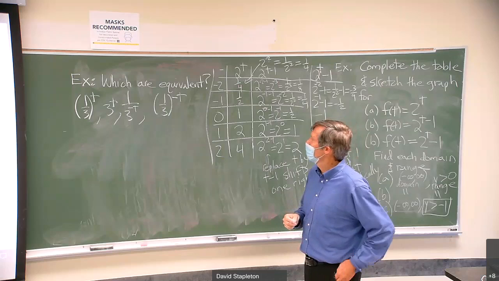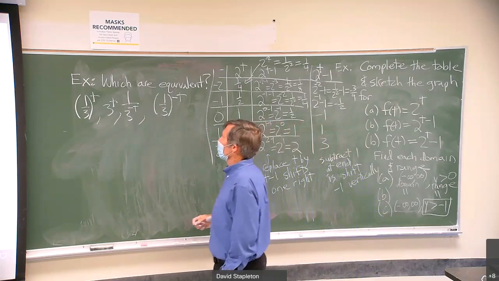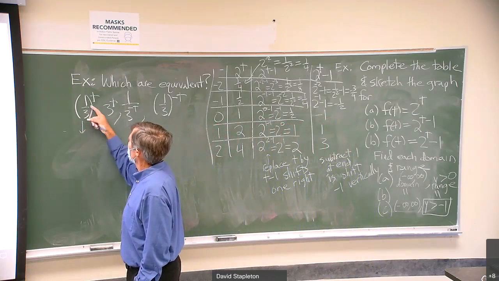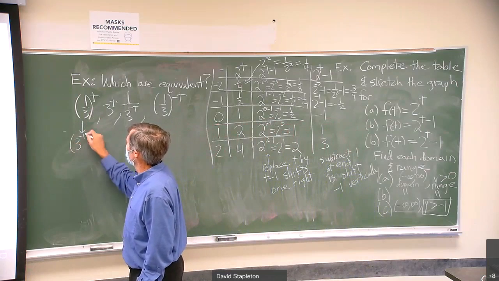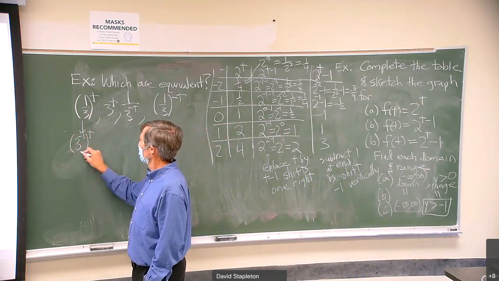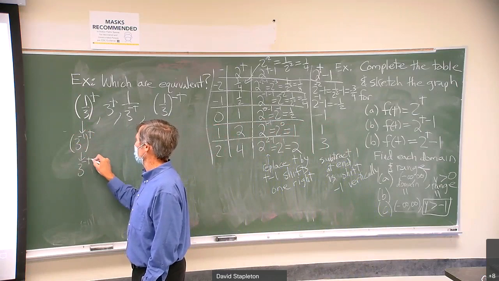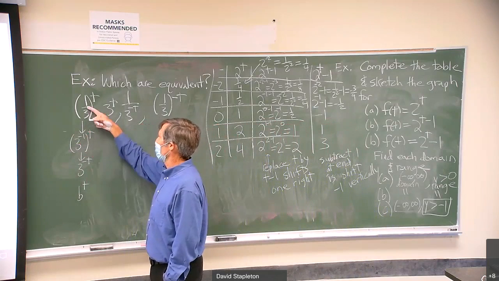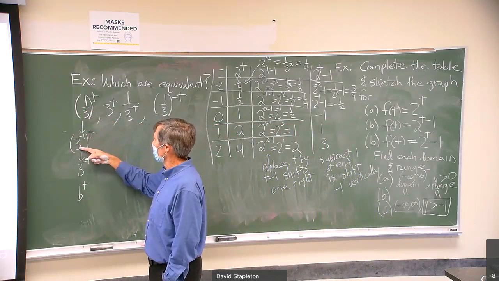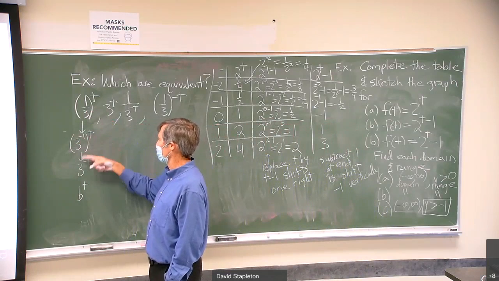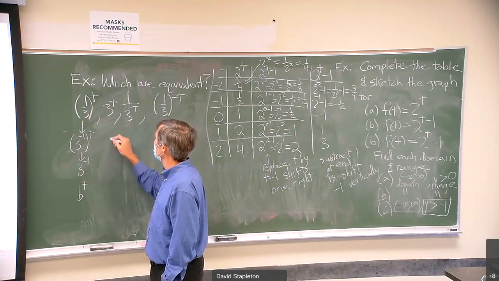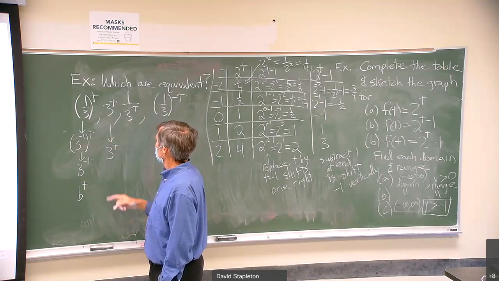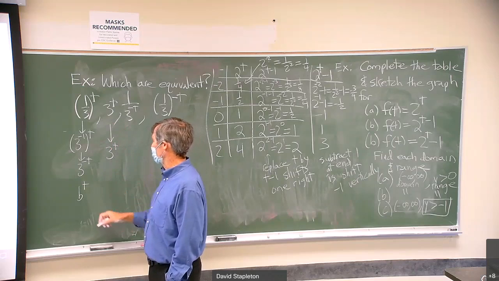What you can do is write them all in the same format. This one, you can say, is 3 to the -1, whole thing to the t, which is 3 to the minus t. So I can write it as a b to the t function by properties of exponents. 1/3 is 3 to the -1, and the exponents multiply: a to the b, to the c, is a to the b times c. This one is already in b to the t format, so I just leave it there.